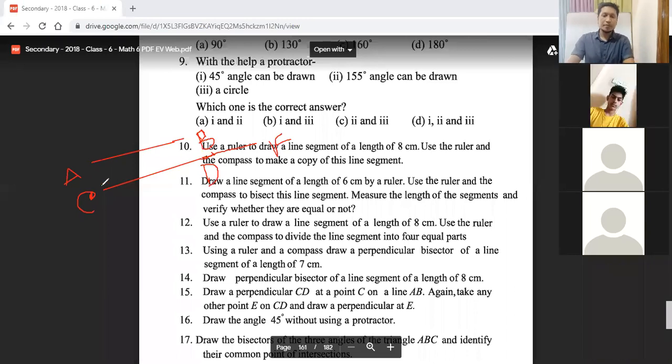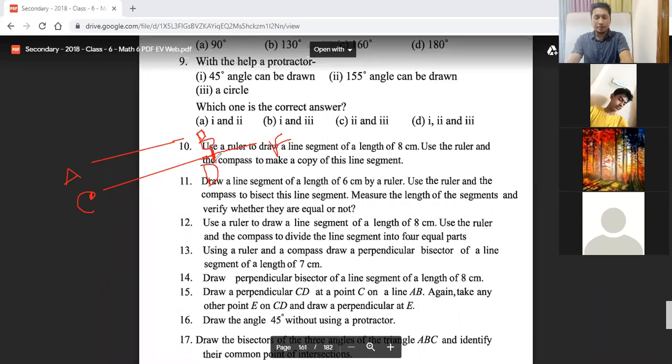Okay. So CF, we take another line CF of any length, centering at C, and taking radius equal to AB. We draw an arc on CF, which is CD. So CD will be equal to 8 centimeter, and it will be copy of AB. And by this way, you will solve number 10. Okay, so it's very easy. I think you can solve them, all of them.